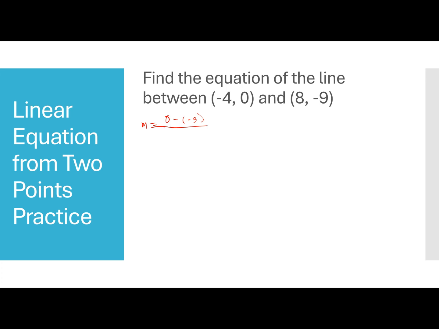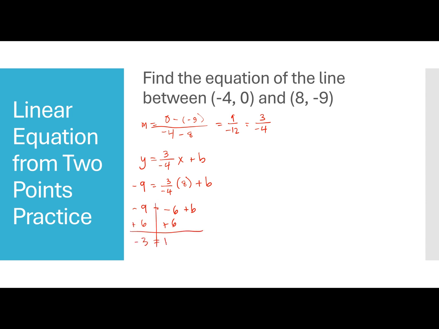Subtracting my x's, subtracting my y's. And then I'm going to plug that into slope intercept form just because it's my little preference. I'm going to plug in a point and solve for b. 24, 3 times 8, divided by -4. It's going to leave me -6. So my equation is y equals -3/4 x minus 3.